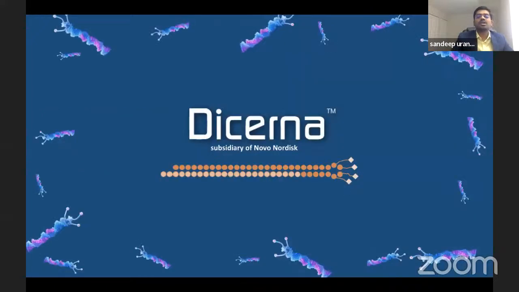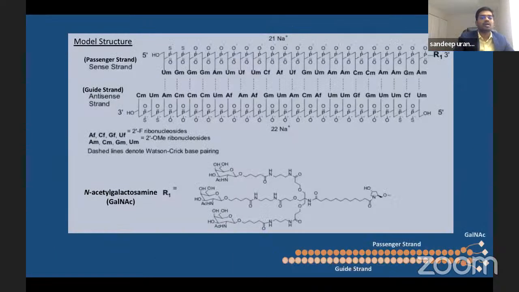Dicerna, a subsidiary of Novo Nordisk, has invented the Galaxy RNA technology platform to target specific genes and also to maximize the pharmaceutical applications and acceptability. If you see the general structure of the siRNA, it contains a sense strand as well as an antisense strand, and also ligands for targeting specific receptors on the targeted tissues. Here we have N-acetylgalactosamine sugars, which target specifically to the liver.